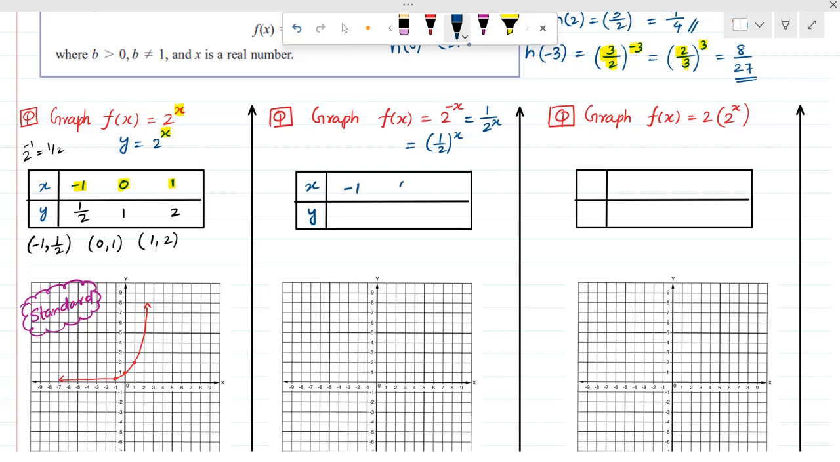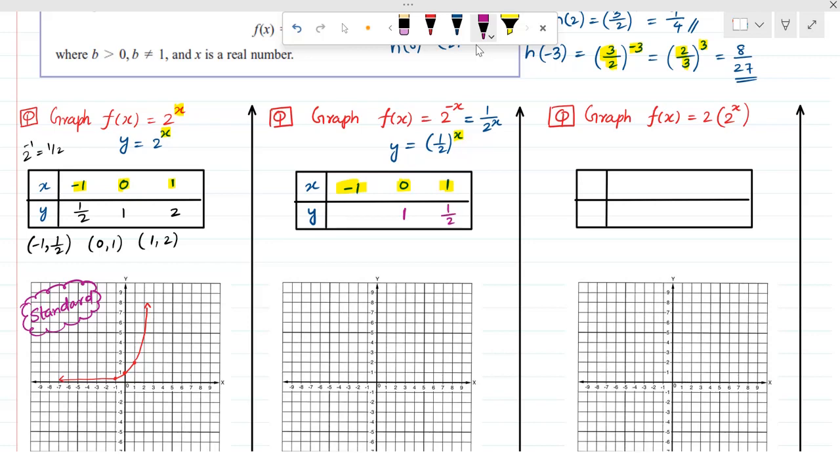Now similarly, we will do the same thing. I will take only three values, minus 1, 0, 1, and then substitute these values in y, x. What is the answer you will get? So I got the values here. When I substitute 0, you will get 1. When I substitute 1, it becomes half.